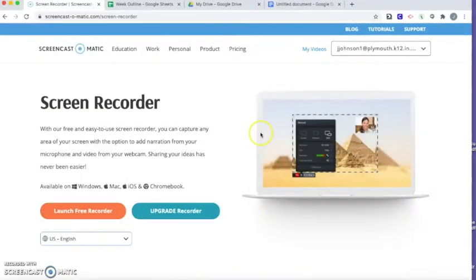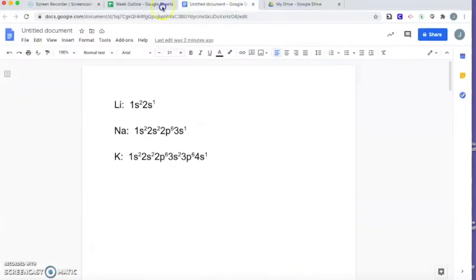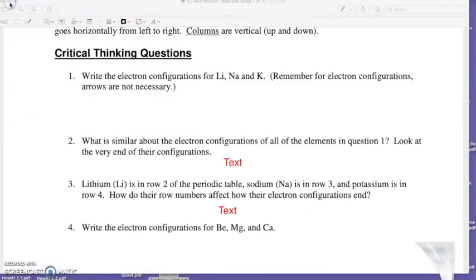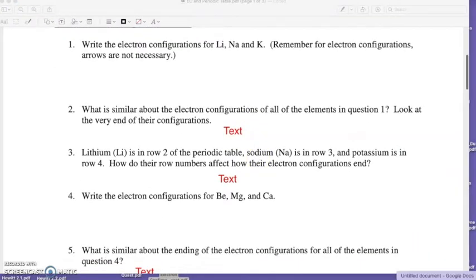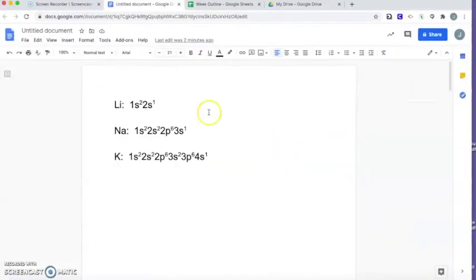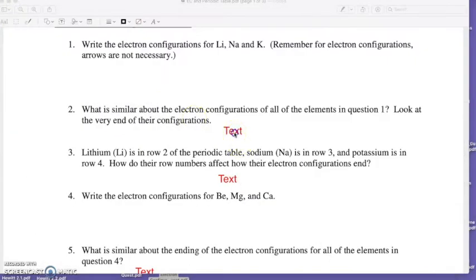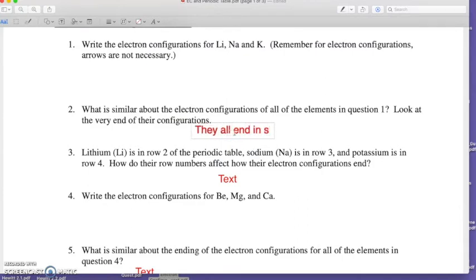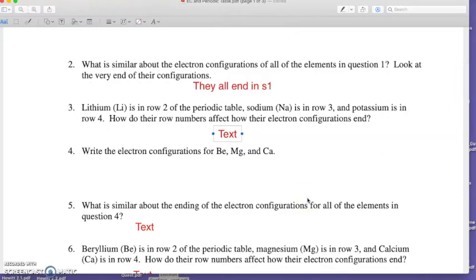And so we're looking at Li, Na, and K, and they are here. Lithium, sodium, and potassium. And you can compare to your answers. The question is, what is similar about the configurations? Look at the very end. So what's similar? They all end in s1, right? So now lithium is in row 2, sodium is in row 3, and potassium is in row 4.